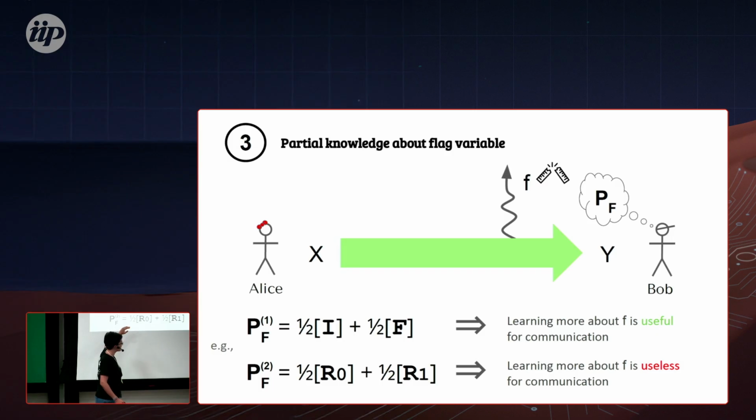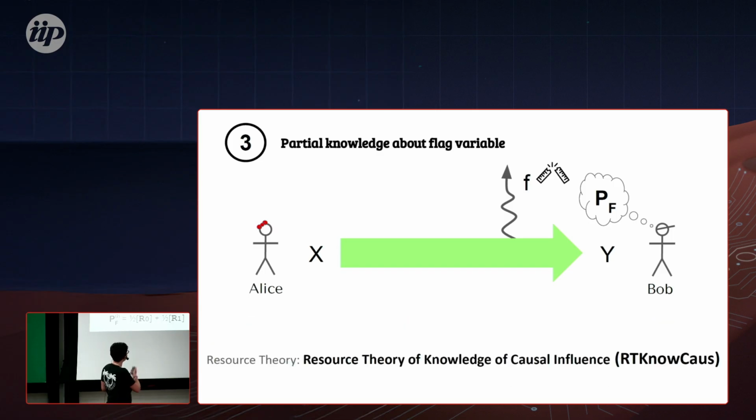But in the second case, Bob knows that he shouldn't even bother to get more information about this flag variable because it's going to be useless either way. There's just no causal influence. Okay. So in this case, the resource theory that is relevant is the second one I'm going to present to you, the resource theory of knowledge of causal influence.